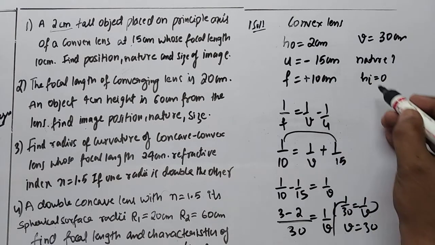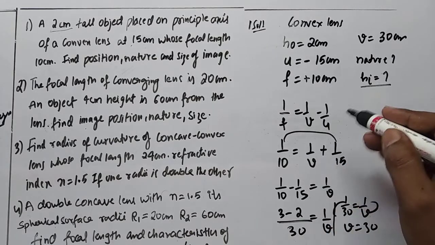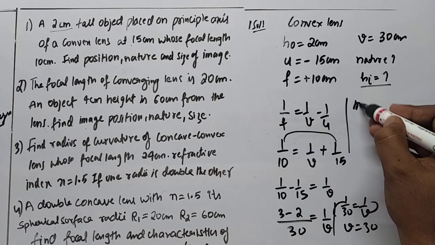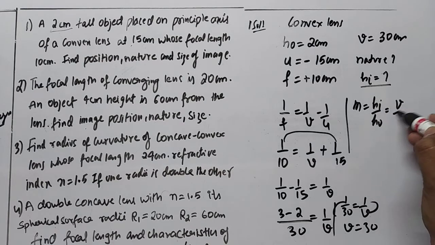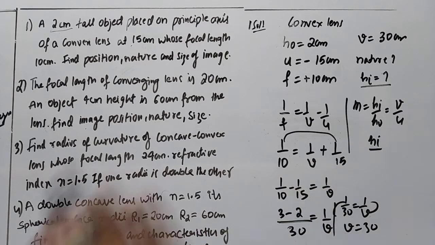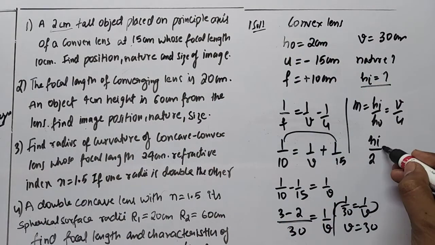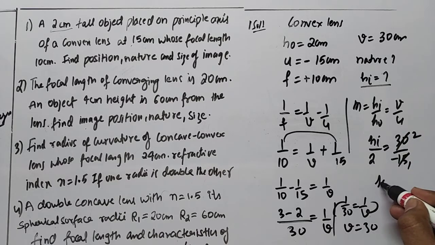So now we have to find the nature and height of the image. If you want to find the height of the image, we can use the magnification formula. Magnification is nothing but height of the image by height of the object is equal to v by u. Substitute the values. We don't know the height of the image. We know the height of the object is 2 centimeter. The v value we just calculated is 30. The u value in the question is given as 15. So 15 1s are 15, 15 2s are 30. So 2 2s are 4, minus. We get the height of the image as minus 4 centimeter.